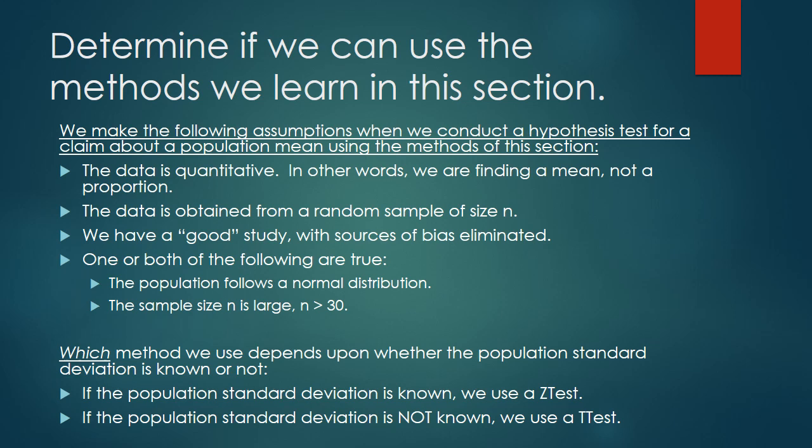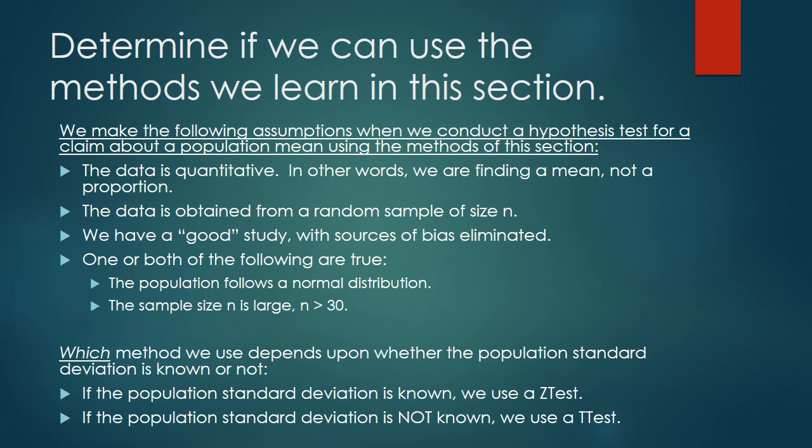We do need to check that one or both of the following are true. Either your population needs to follow a normal distribution, or you need to have a sample size greater than 30. If one of those two things is not true, we would need to use other methods. If you had a bad study, well, then you shouldn't be doing any analysis because a bad study leads to meaningless results. But if you have a study with a small sample and your population is not normally distributed, there are other techniques that you can use to conduct a hypothesis test, just not what we're going to learn in this class.